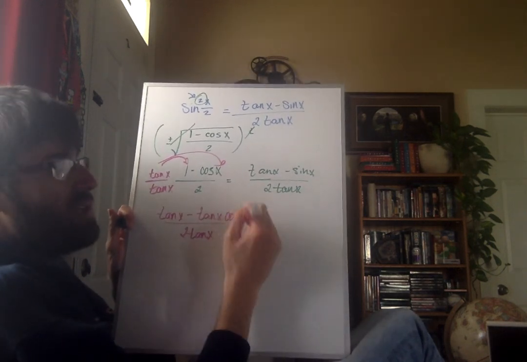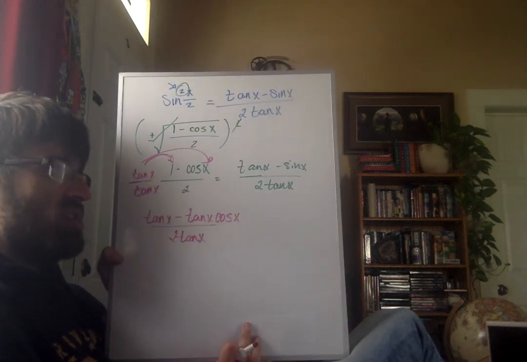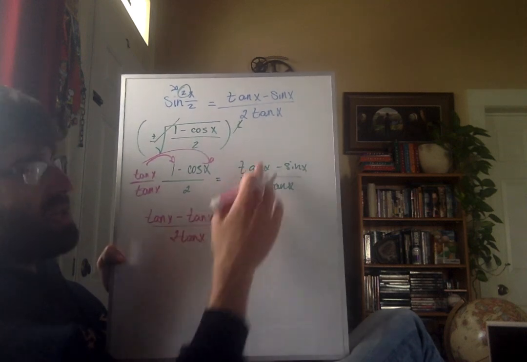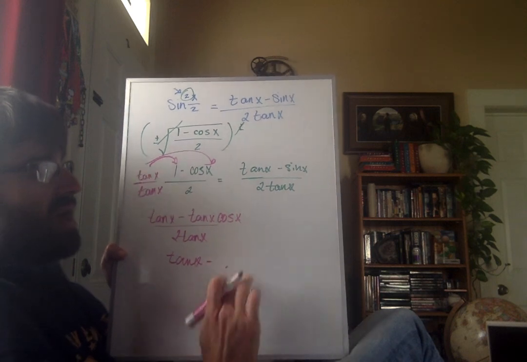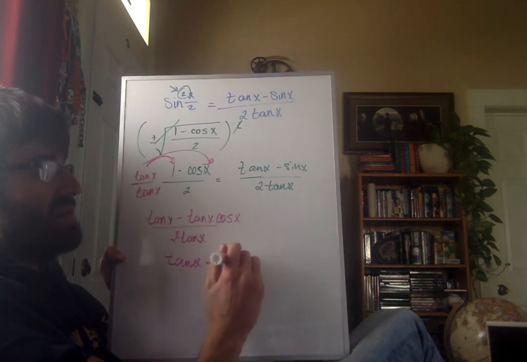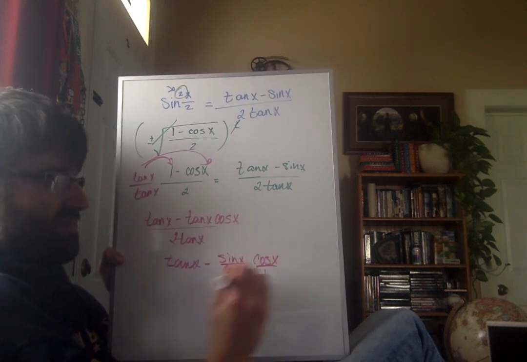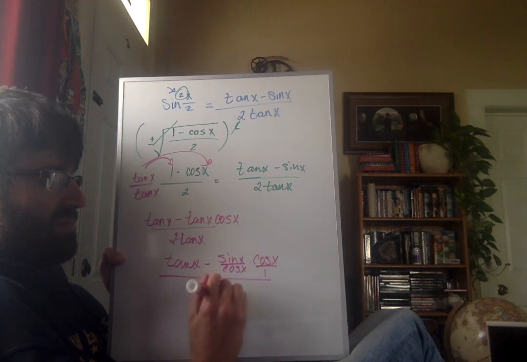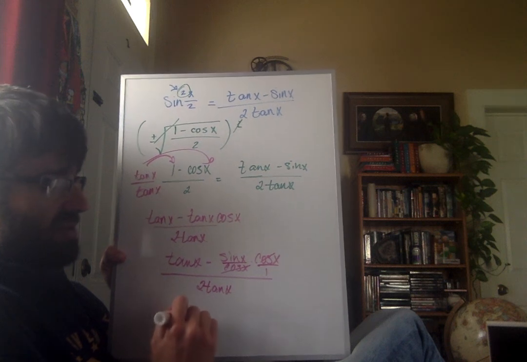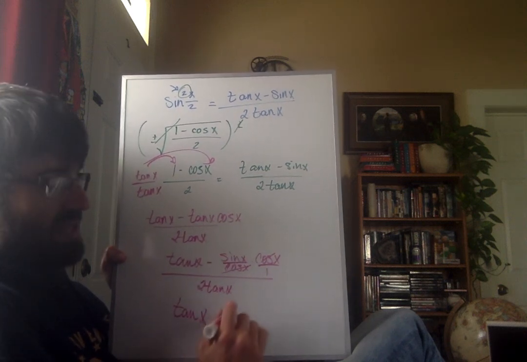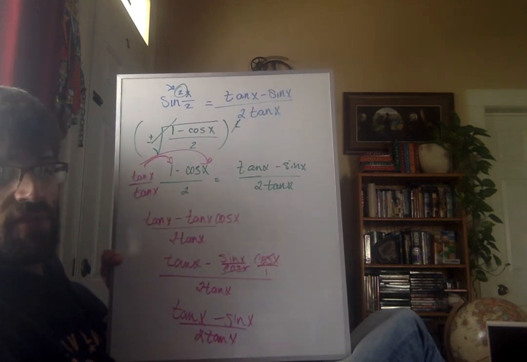Now, the only key to that is that this is not sine yet. But I should know that once I change it into terms of sine and cosine, it should be, because everything else is lining up. So I have tangent x minus, tangent x is the same thing as sine over cosine, times cosine over 1. So these are going to cancel, and I have tangent x minus sine of x over 2 tangent of x. And that's the first proof.